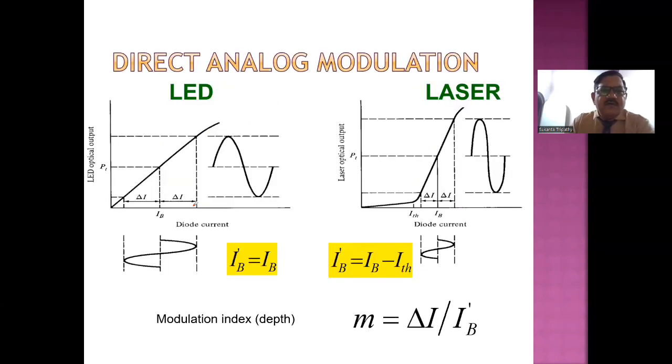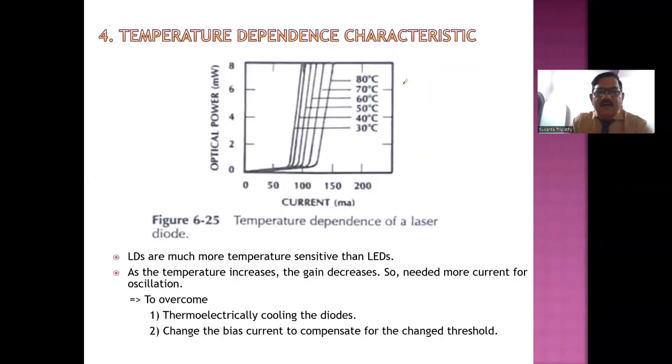So this is all about modulation, and you can compare the modulation for the LED and the laser diode in this slide. As you can see, this is perfectly linear, whereas this is not perfectly linear. Therefore, you are using this portion of the graph for modulation of the LED, whereas here you are using this portion of the graph for modulation of the LD.